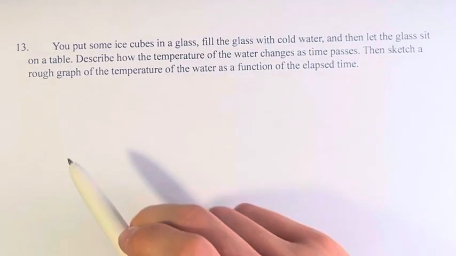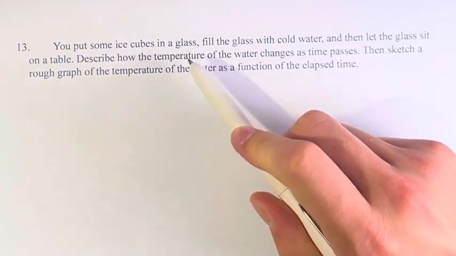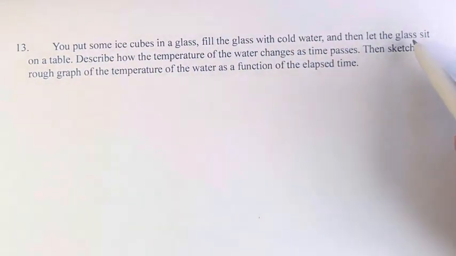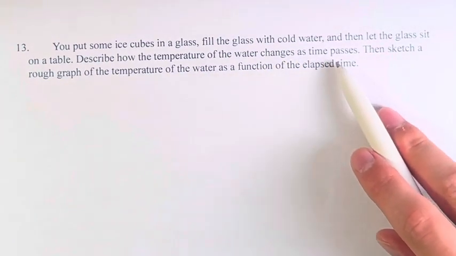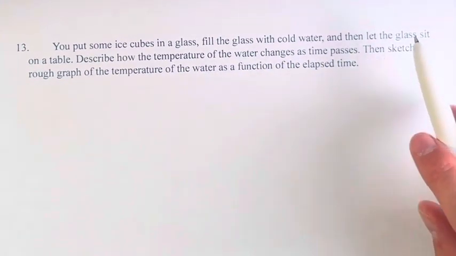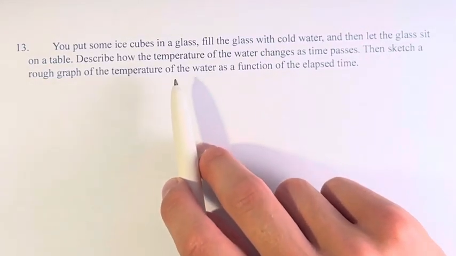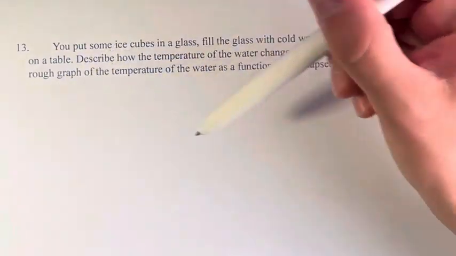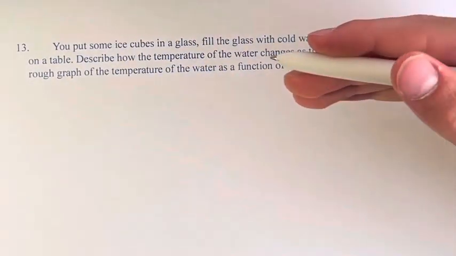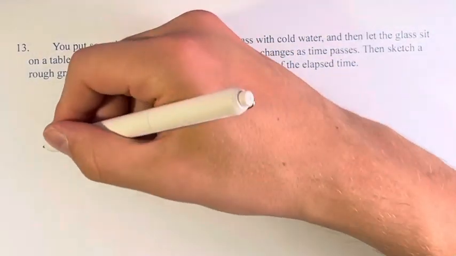In this problem, we're told that you put some ice cubes in a glass, fill the glass with cold water, and then let the glass sit on a table. We're asked to describe how the temperature of the water changes as time passes. Then we're asked to sketch a rough graph of the temperature of the water as a function of the elapsed time. So what I'm going to do is draw the graph, and we're going to use that to describe how the temperature is changing.